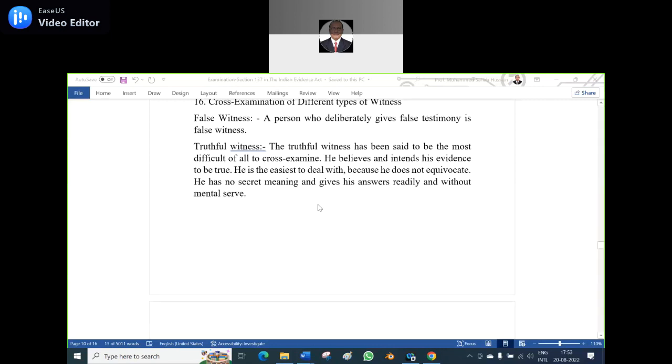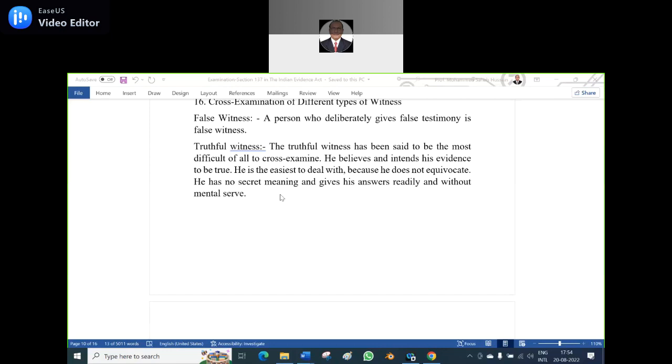So, the truthful witness. The truthful witness is said to be the most difficult of all to cross-examine. You cannot confuse a truthful witness because he says the truth and nothing but the truth. If you cross-examine him in any way, he will say the same wordings, and he believes and intends his evidence to be true. Definitely. A person who wants to hide needs a dress. That's why we say the truth doesn't need a dress.